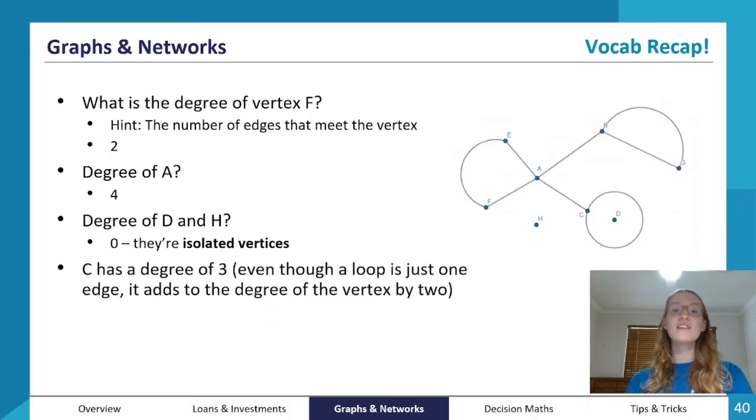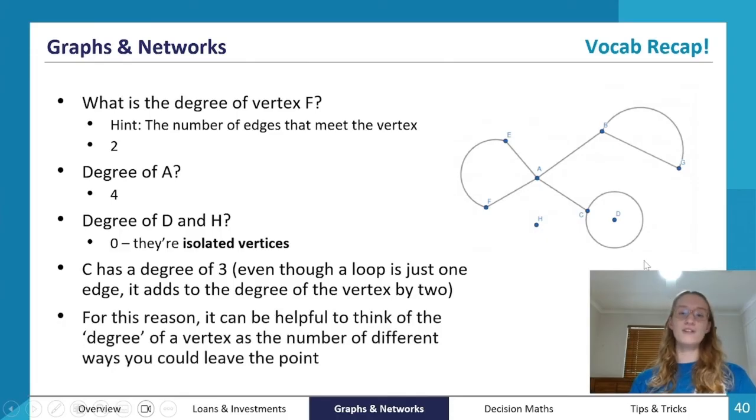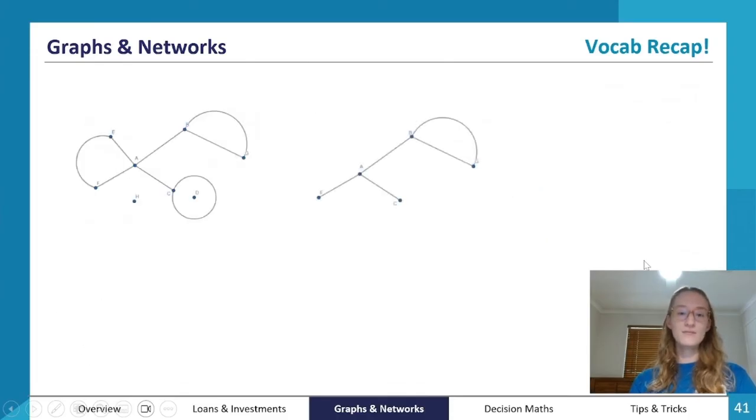And another thing that's really interesting is that C actually has a degree of 3 because it's got this edge here, but it also has a loop. And a loop actually adds 2 to the degree of a vertex. So it can be helpful to think of the degree as the number of different ways you can leave a vertex. So it's important to note that a loop adds 2 to the degree of the vertex.